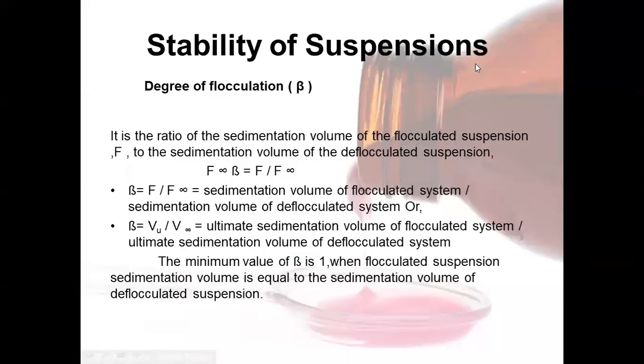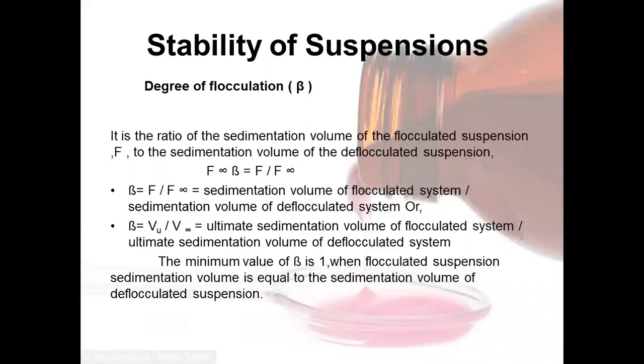So where were we? Degree of flocculation. In both situations, if F equals F alpha, then beta will be 1. This will be a theoretical minimum and serves as a baseline. It provides some idea about the extent of flocculation.